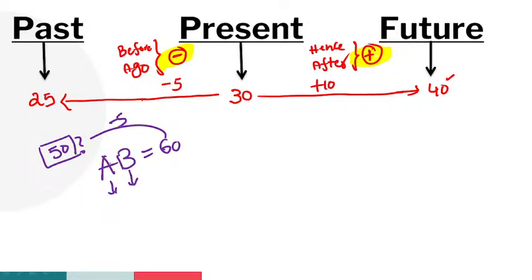If my age decreases, your age also decreases. If my age increases, your age also increases. So 5 years for A, 5 years for B. Total how many years deducted? 10 years deduction. 60 minus 10, 50 years. 5 years ago, their ages were how much? 50 years. Clear, all of you?